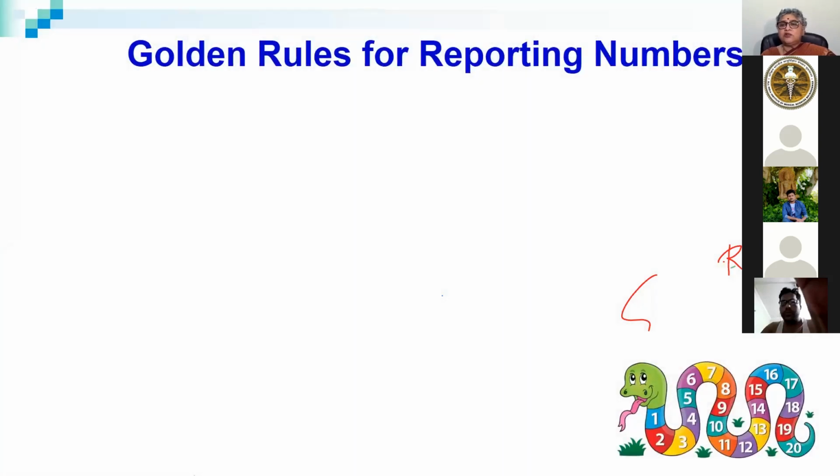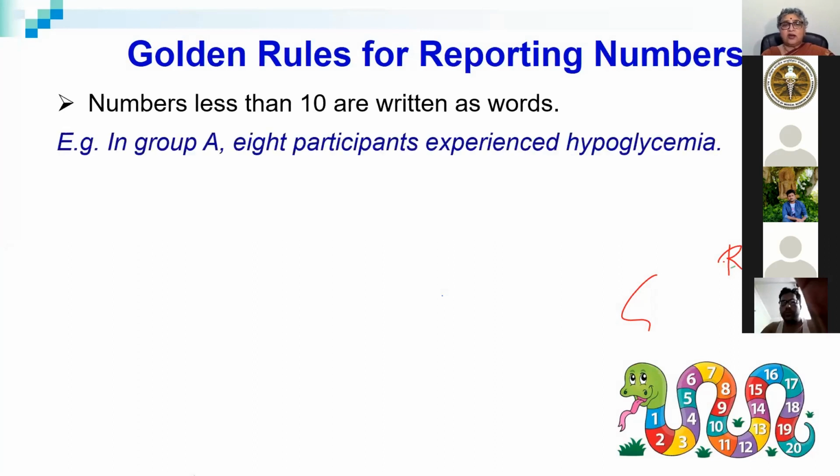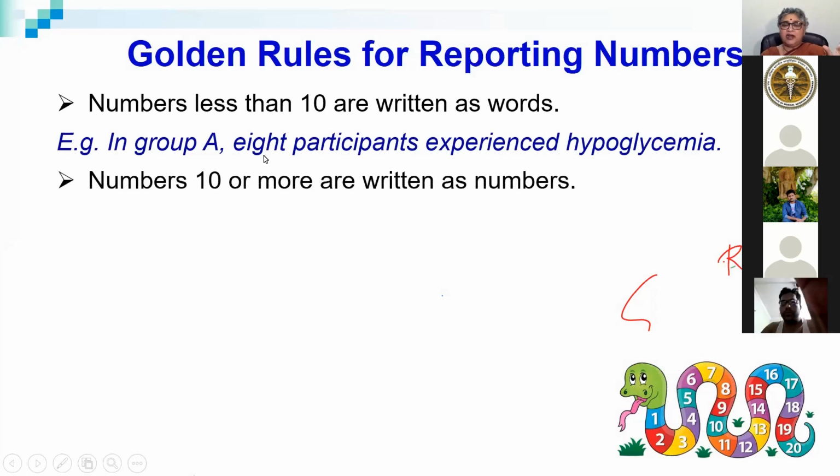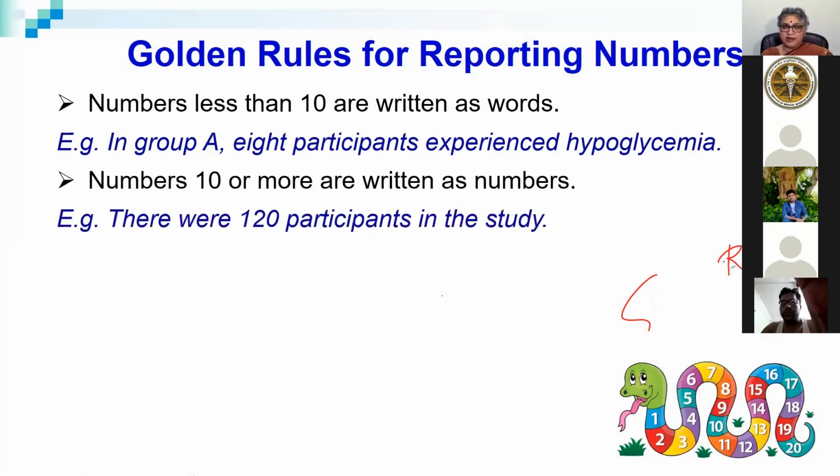So some golden rules for reporting numbers, many of you might know it. If you are writing less than 10, it should be written as words. For example, if you are writing 876, it should be in words. And if it is more than 10, then you can write in numbers.